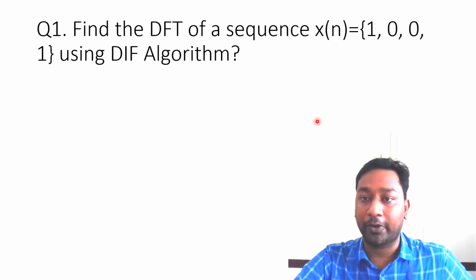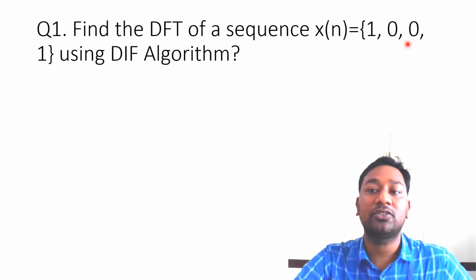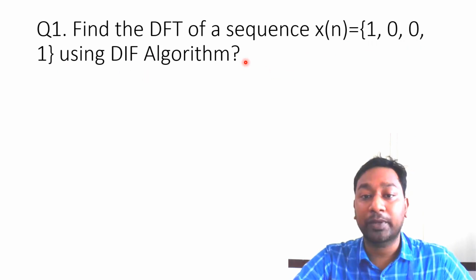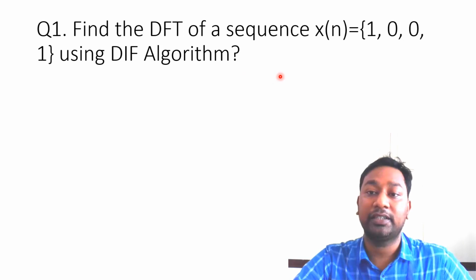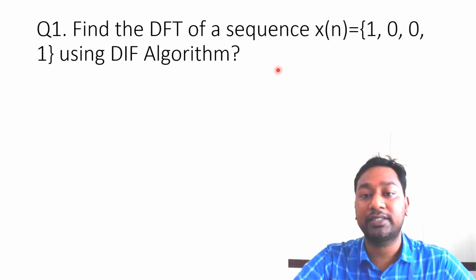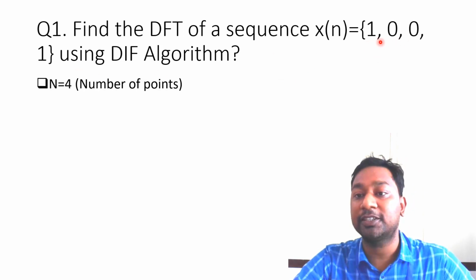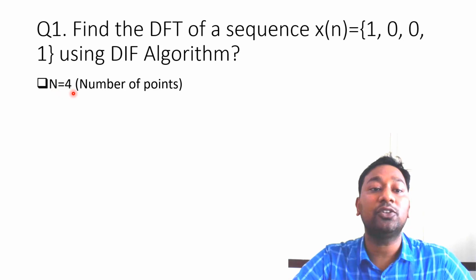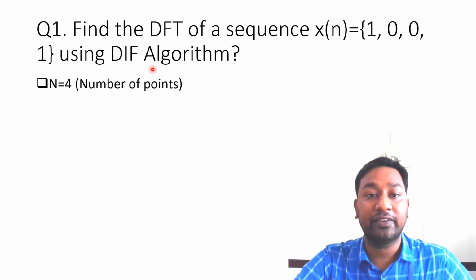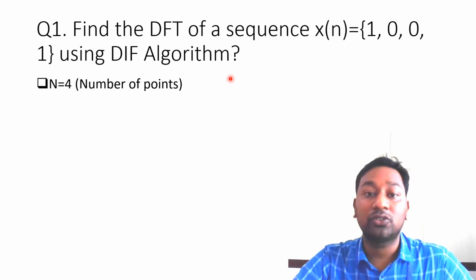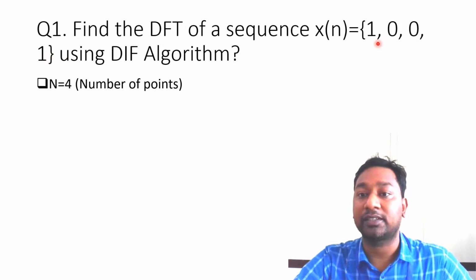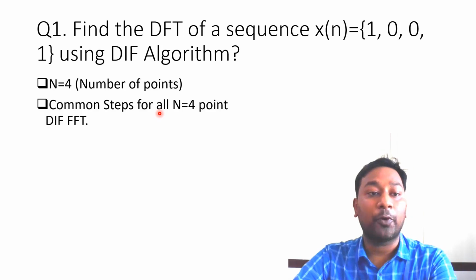So now we'll consider one problem. x of n is given as 1, 0, 0, 1, using DIF algorithm. Here the capital N value is not directly given. If capital N is not directly given, then we calculate it from the number of input sequence points. So here the input sequence points are 4, so N equal to 4, that is the number of points. If capital N value 8 is given, meaning find the DFT of the sequence x of n using DIF algorithm considering N equal to 8, then we should add 4 points to x of n.